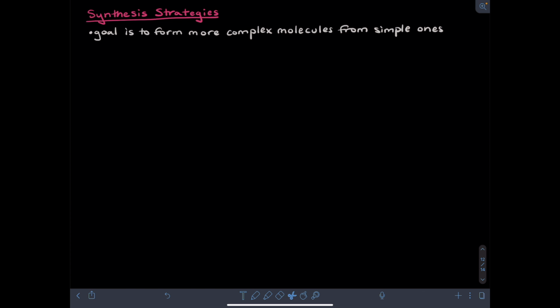A new type of problem that we're going to be introducing more and more are what are known as synthesis problems. In these types of problems, you would be given a starting material and a product, and you'll want to choose what reagents will best get you to that product in the highest yield possible. The goal of synthesis in organic chemistry is to take simple molecules and make more complicated ones. And we'll do this by converting one functional group into another functional group.